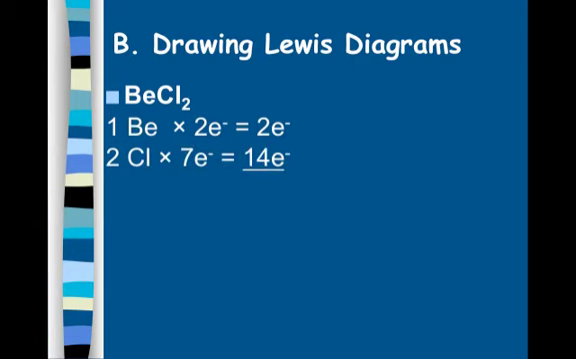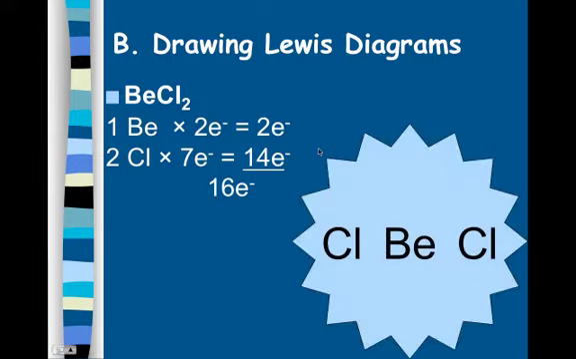And chlorine is in group 17, so it has 7 valence electrons. We have 2 of them from our formula, so we end up with 14. We end up with 16 electrons total. Now let's draw our diagram, or arrange our atoms rather. Remember, the singular atom is in the middle, and they're going to be bonded together.